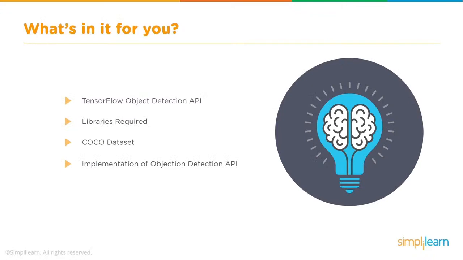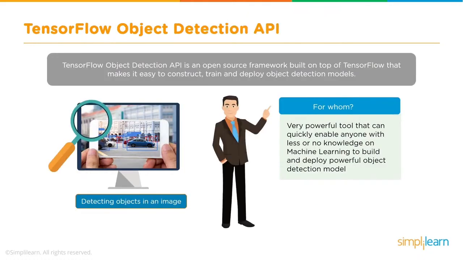This tutorial is about object detection. We will walk you through a TensorFlow code using which we will do object detection in images. We will tell you what libraries are required, a little bit about the COCO dataset, and then we will show you the implementation code itself, a demo of the code. Alright, so let's get started.